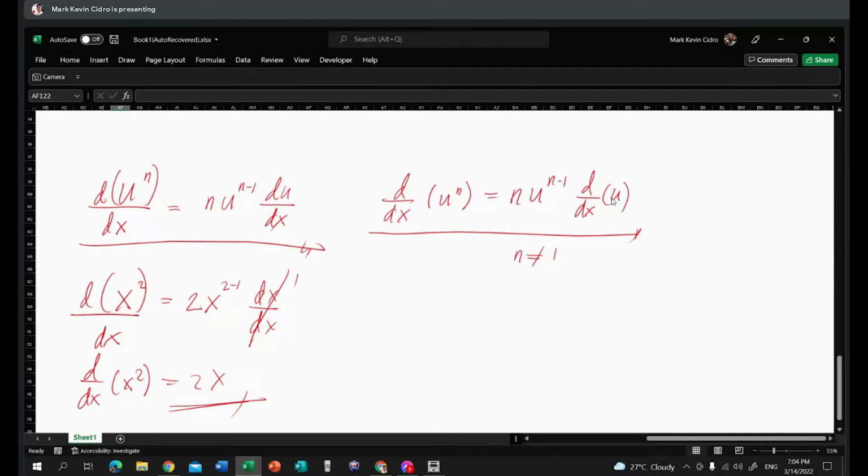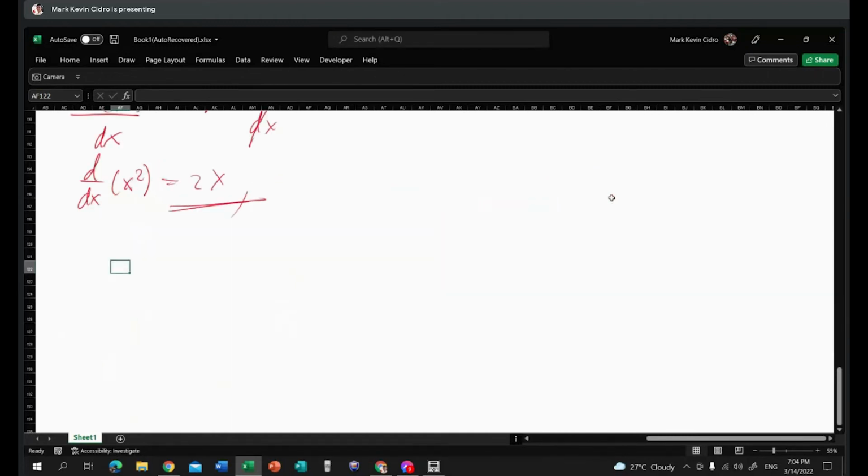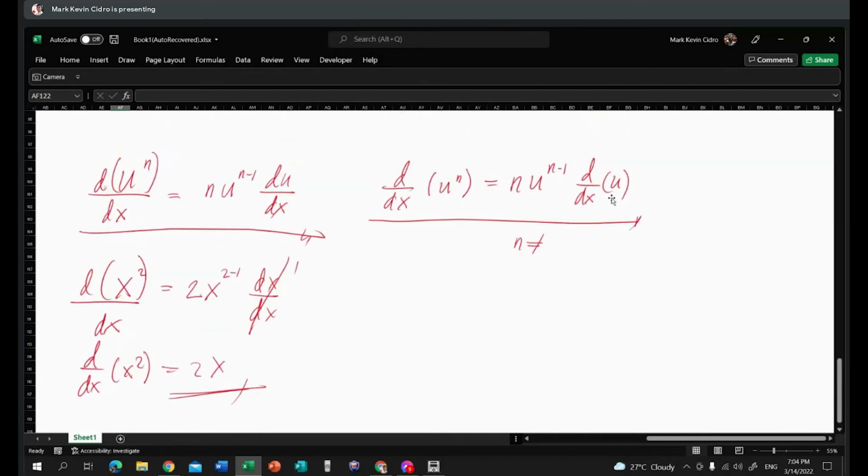Wait lang. Is it possible? Pwede. Pwede your n is equal to 1. Sorry. Pwede mag n is equal to 1. Okay, so this is the formula. Let us have another example para ma-reinforce it. I think the STEM students here are familiar with this formula. Pero for those who are not, this is your chance to habol.